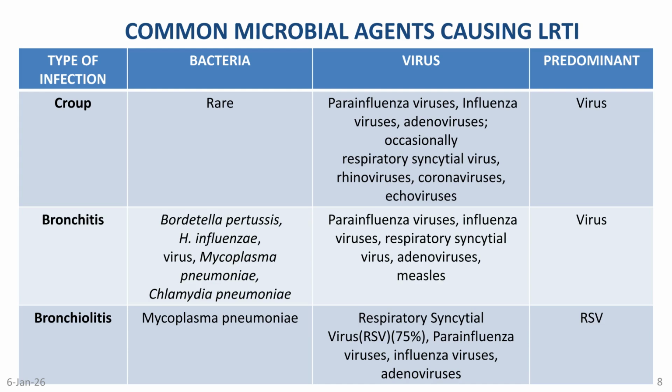Bronchiolitis primarily affects infants under 2 years. Mycoplasma pneumoniae can cause bacterial bronchiolitis. Respiratory syncytial virus is the predominant cause, accounting for 75% of cases. Other viruses include parainfluenza, influenza, and adenoviruses. RSV is clearly the most important pathogen in bronchiolitis.